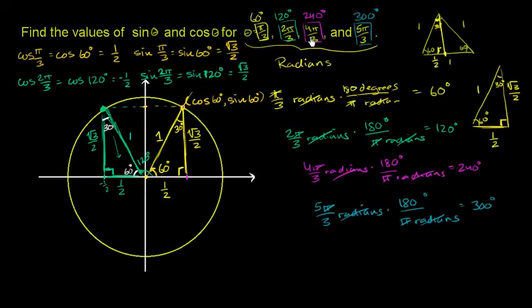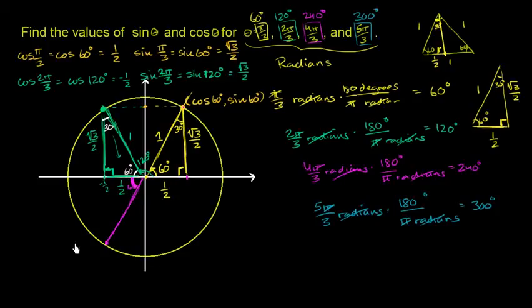Now let's tackle 4 pi over 3, or 240 degrees. So 240 degrees, you go halfway around, you're at 180 degrees. And then we're going to go another 60 degrees. So it's going to look something like this, where we go 180, and then this angle right over here, often called the reference angle, is going to be 60 degrees again between this angle and the x-axis. So that's going to be another 60-degree angle.